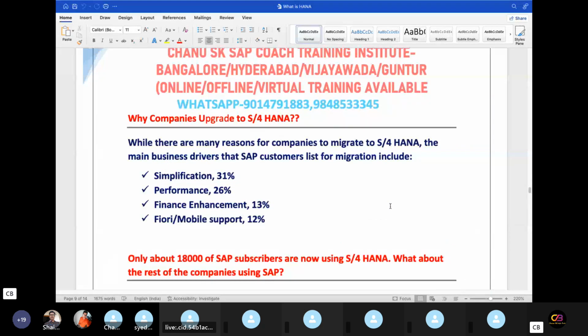See, why do companies want to upgrade to SAP S/4HANA? What could be the reason? Nowadays, why do companies want to switch to SAP S/4HANA? Because of simplification, which is 31%, and it gives more performance, 26%. Finance enhancement is 13%, and Fiori apps 12%. So what are Fiori apps?